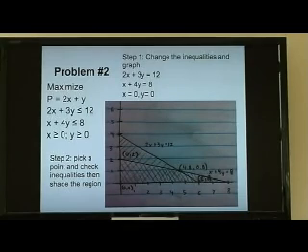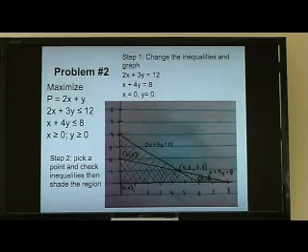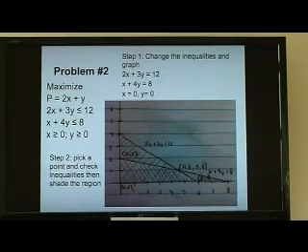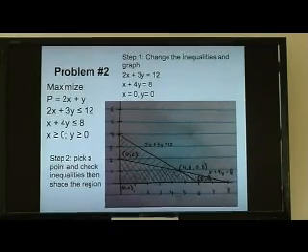2x plus 3y equals 12. x plus 4y equals 8. x equals 0, y equals 0. Pick a point and check the inequalities and then shade the region.